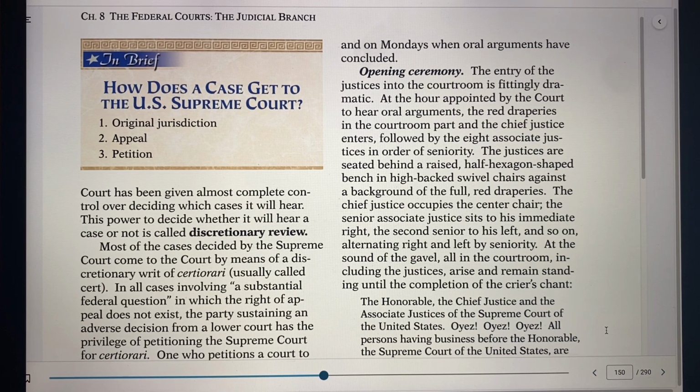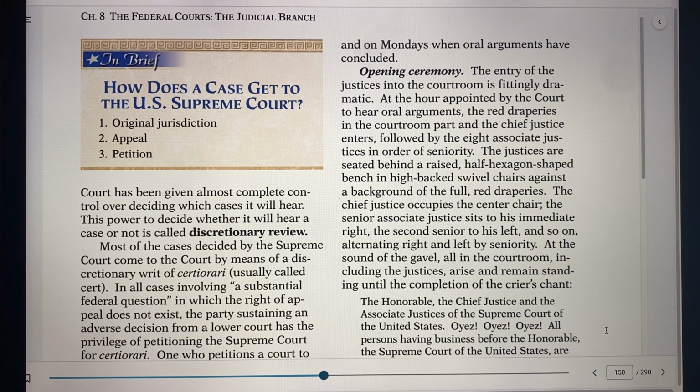So let's talk about the opening ceremony. I'm just going to read part of this because it shows the picture instead of me going over the whole thing. The entry of the justices into the courtroom is fittingly dramatic. At the hour appointed by the court to hear oral arguments, the red drapes in the courtroom part, and the chief justice enters the room, followed by the eight associate justices in order of their seniority. The justices are seated behind a raised, half hexagon shaped bench in high backed swivel chairs against a background of full red draperies. The chief justice occupies the center chair. The senior associate justice sits to his immediate right, and then the second senior to his left, and so on, alternating right and left.